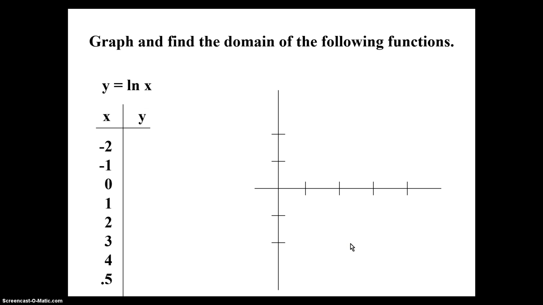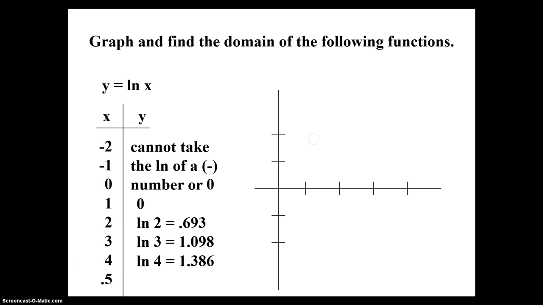Finally, we did a graph of these values, natural log, and we found out that, first of all, we can't take the natural log of a negative number or 0. Then we finished the rest of the values and got those following y values. After that, we plotted them, and you got this exponential curve.